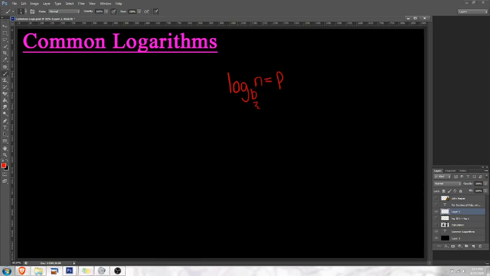So this base here is sometimes not written. Sometimes you'll see a log that just looks like log, and then you'll have your number, and there's no base. Like, what gives? What's up with that? That's because when there's no base written, you are dealing with a common logarithm. It has a base. That base is just invisible.